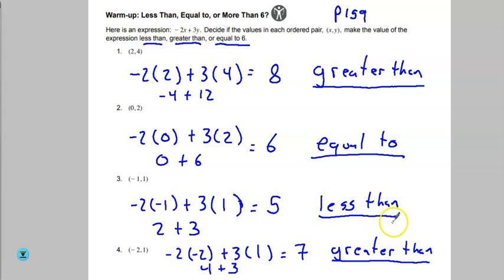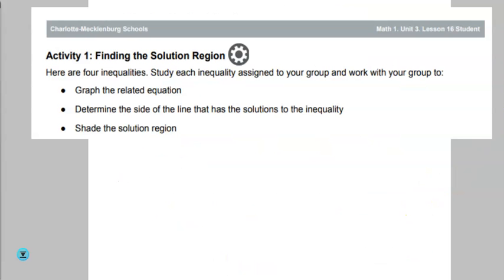All right. So in activity 1, it says here for inequalities, study each inequality assigned to your group. Not doing groups, so just look at each one of these inequalities. Work with a partner, pause. See if you can graph the equation, graph the relation, determine the side that would have the solution, and shade that side like I did in the last lesson. Shade the side that would have the solution. So if you pause here, I'm going to go over each one of them. So try them first.